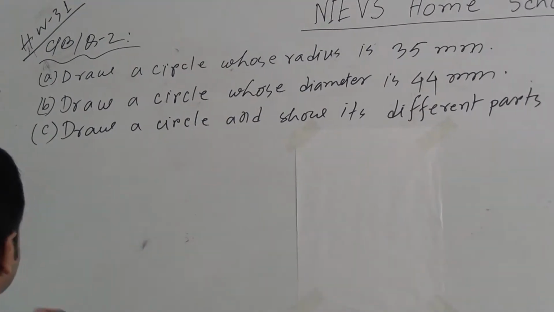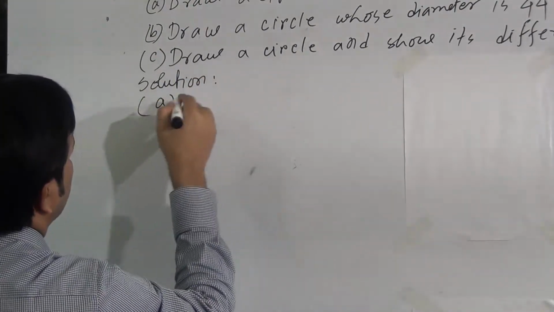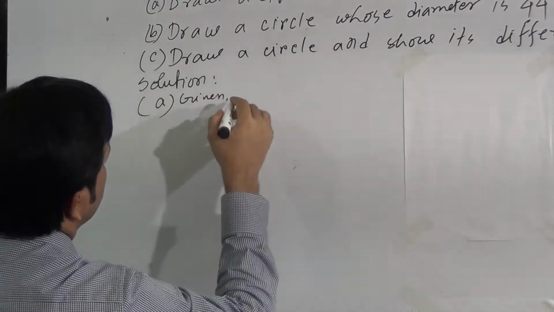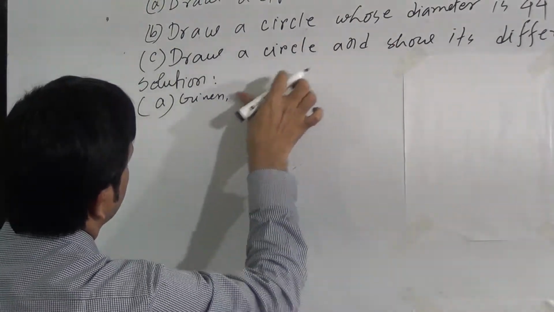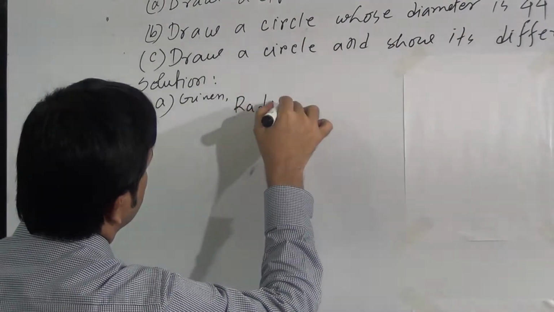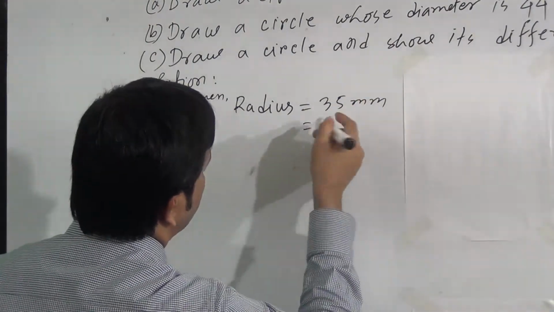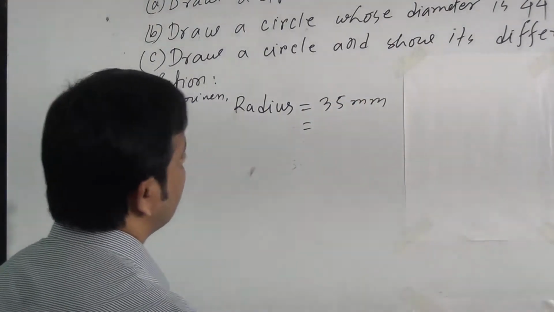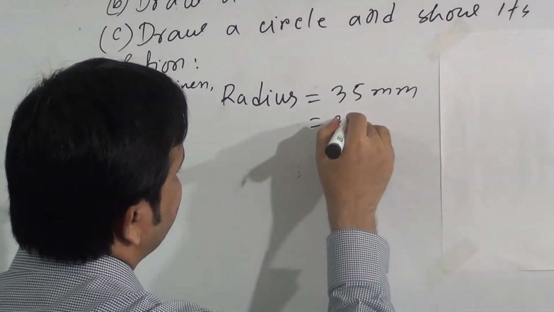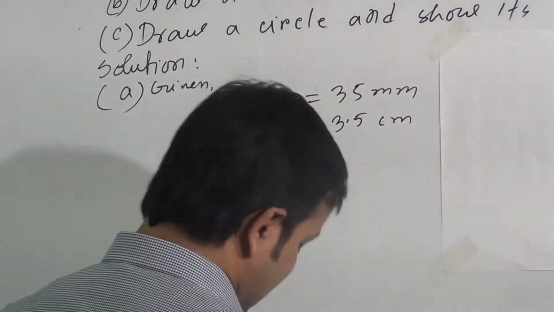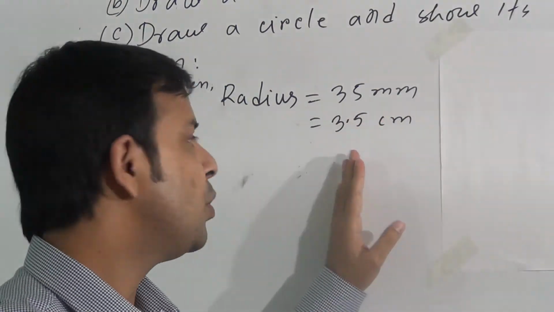Dear students, so we can write here: given, radius equal to 35 millimeter. Dear students, we can convert this 35 millimeter into centimeter. It means that if we divide this by 10, we will get 3.5 centimeter. We can draw the circle using the measurement millimeter or centimeter, both we can use.